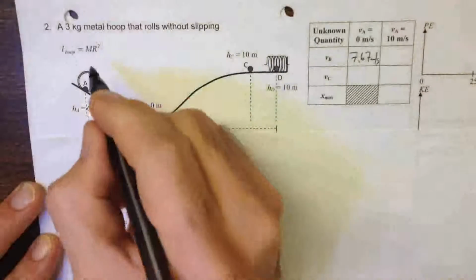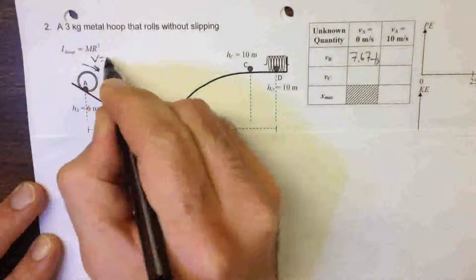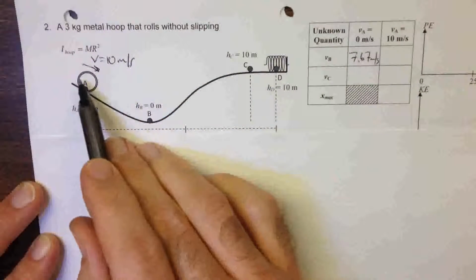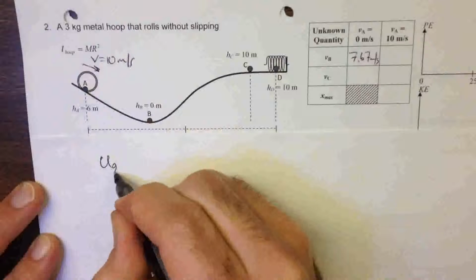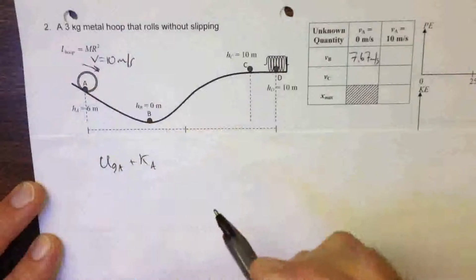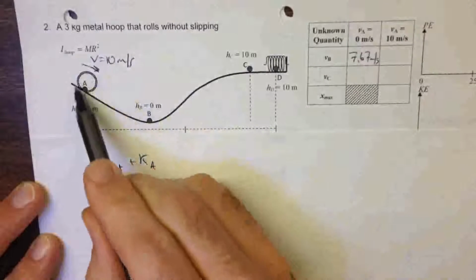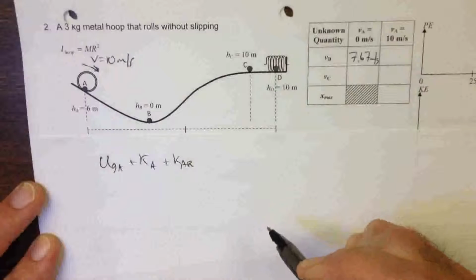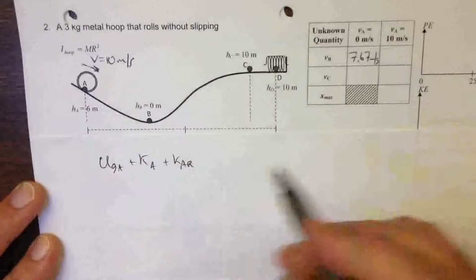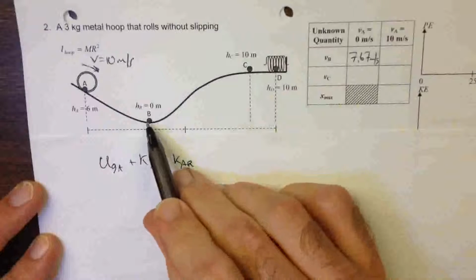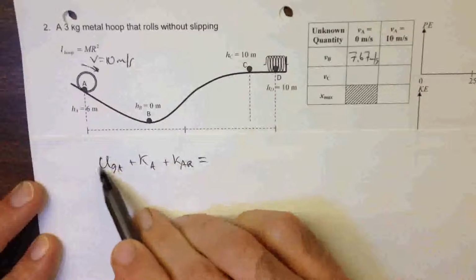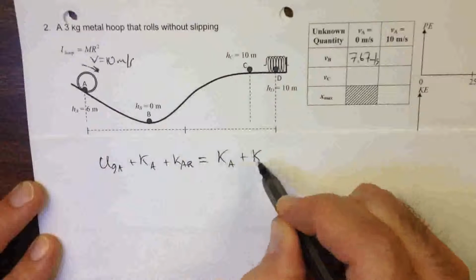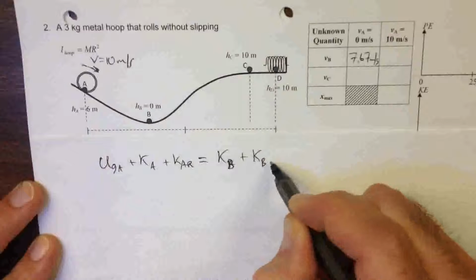So with an initial velocity here of 10 meters per second, it will have kinetic energy plus potential, so UGA plus kinetic energy at A. But it's also rolling, so there will also be some rotational kinetic energy at A. Mark that with a KAR. At position B, there will be no potential energy left. There will only be translational kinetic energy and rotational kinetic energy. This is at point B.